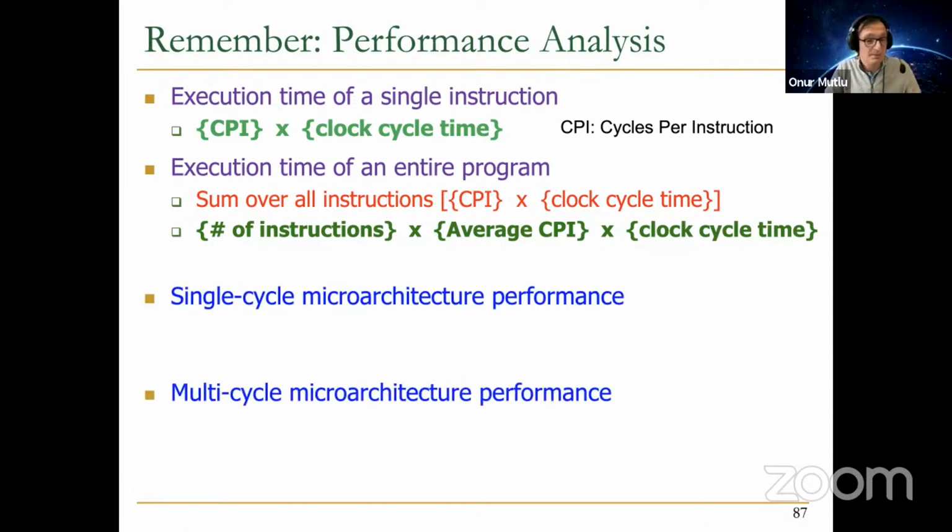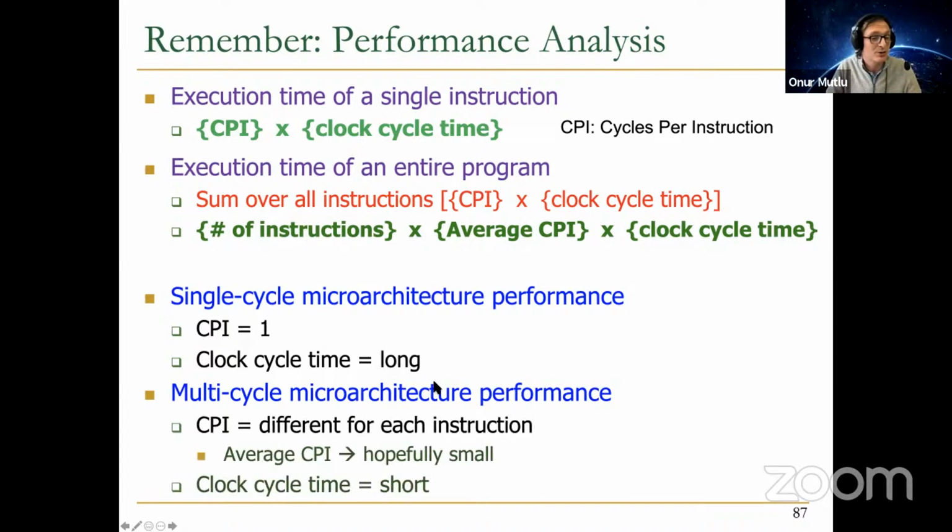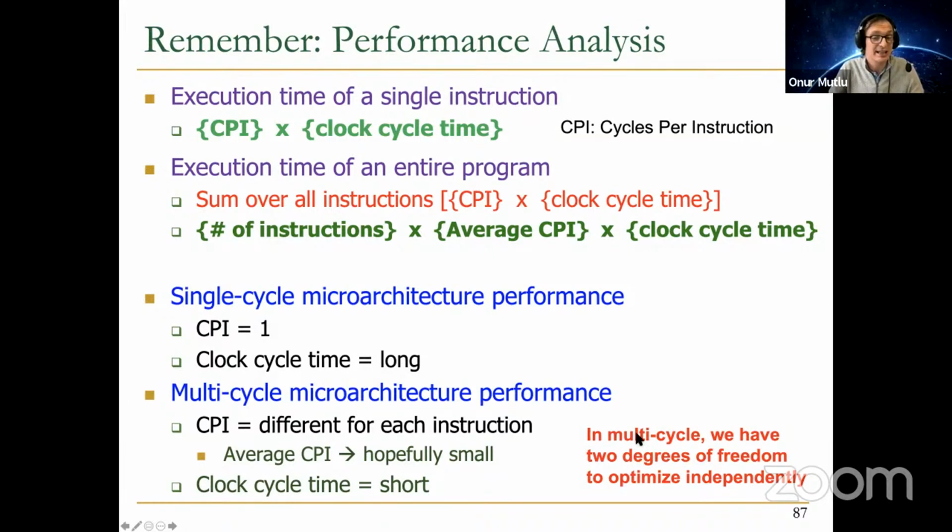Single cycle microarchitecture performance and multi-cycle microarchitecture performance is very different. In single cycle, CPI is always 1, and clock cycle time is long because of the worst case latency instruction. In multi-cycle microarchitecture, CPI is different for each instruction. Average CPI is hopefully small because you can optimize for it. Clock cycle time is short as you want it to be. So in multi-cycle, basically, you have 2 degrees of freedom to optimize independently. I said as short as you want it to be.